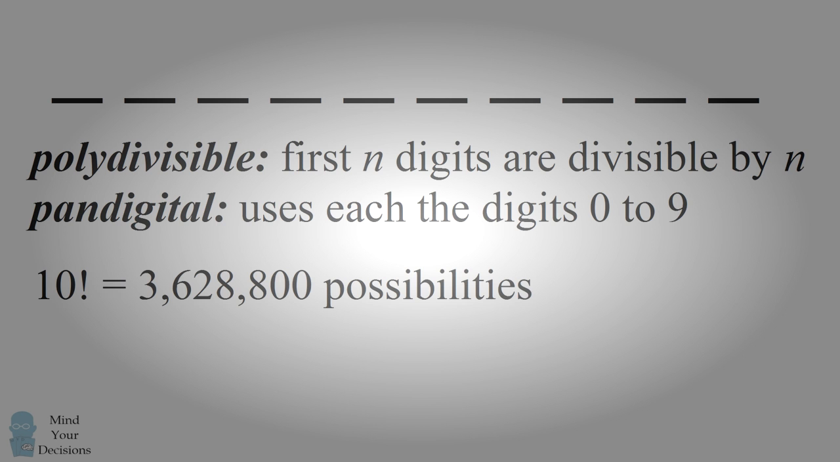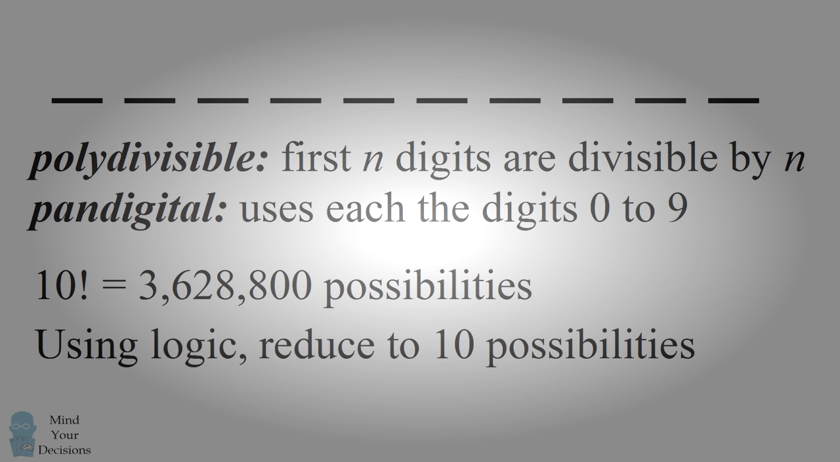You could write a computer program to run through all the possible numbers, which will be over 3 million possibilities. In this video, we're going to solve the problem using mathematical logic and reduce this down to only 10 possibilities using the rules of divisibility.